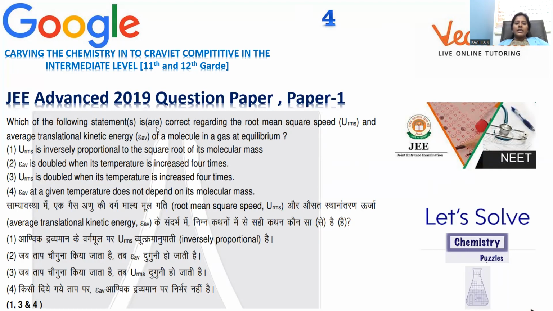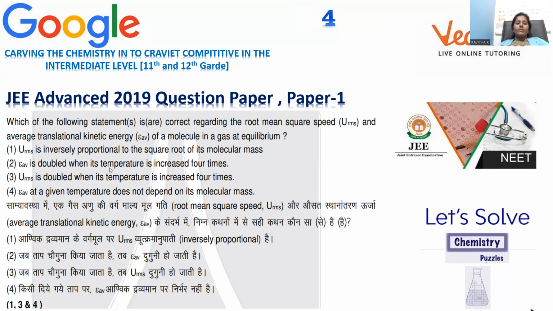Which of the following statements is correct regarding root mean square velocity and average translational kinetic energy of the molecules in a gas at equilibrium? Root mean square velocity is given by URMS, and average translational kinetic energy is given by epsilon average, right? So URMS is inversely proportional to the square root of molar mass. Correct or not? We have to check it out.